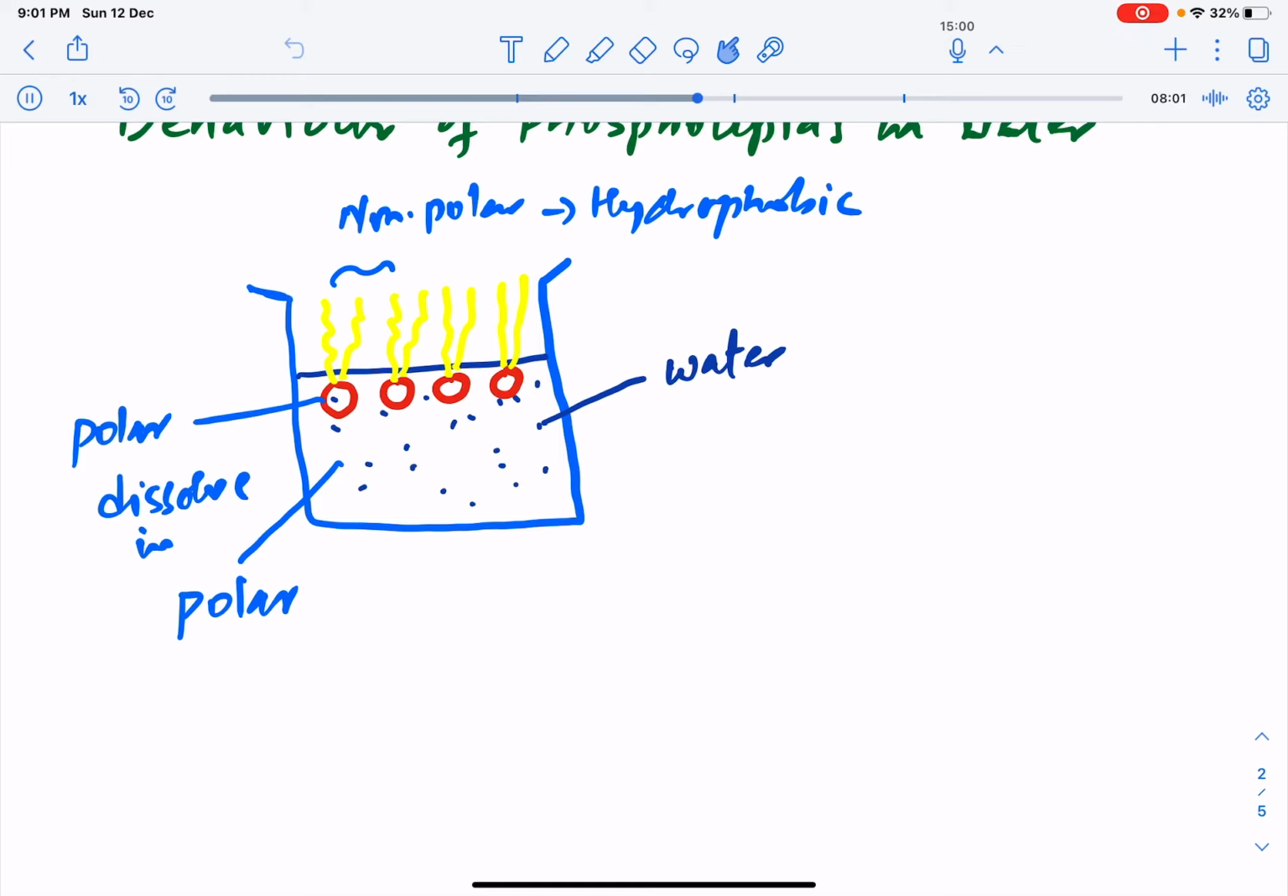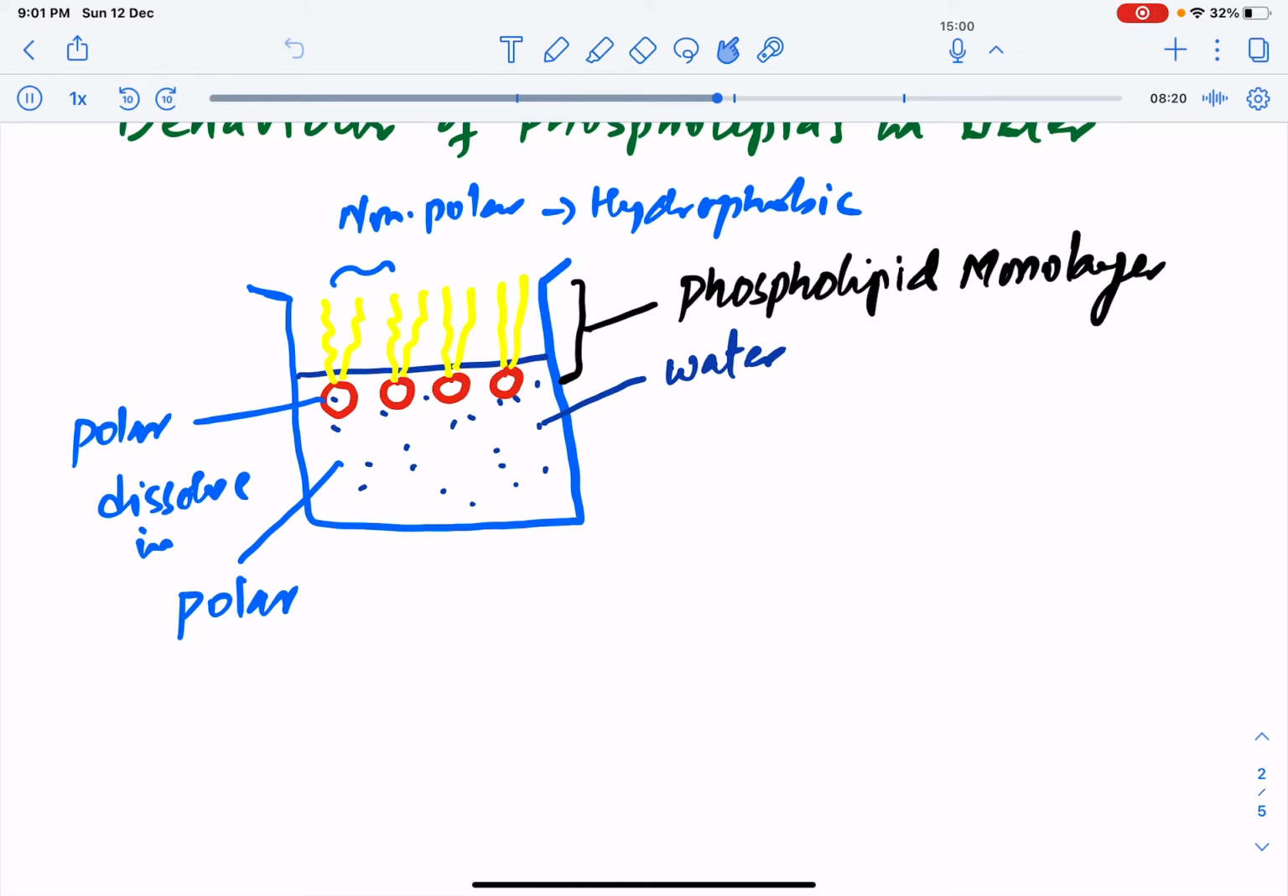This layer of phospholipids is known as a phospholipid monolayer. Mono stands for single, and layer means they are arranged in one layer, or a single layer.